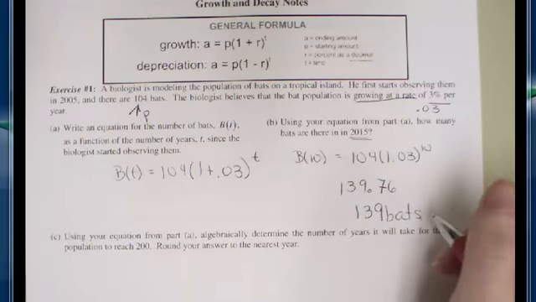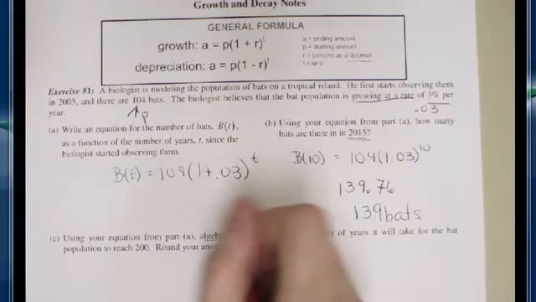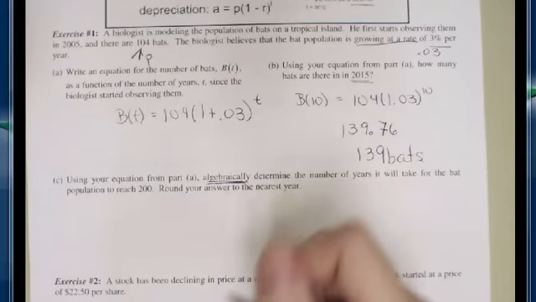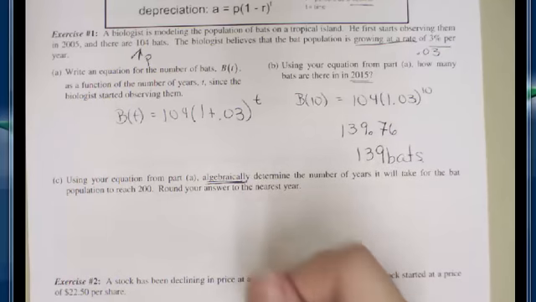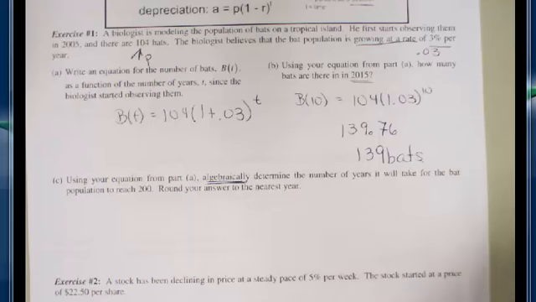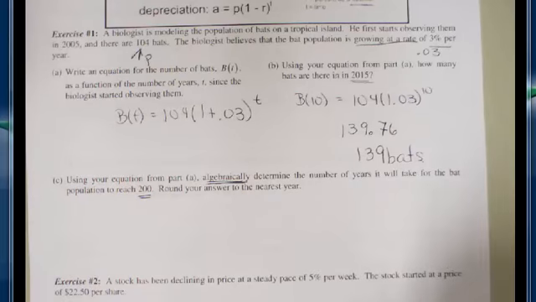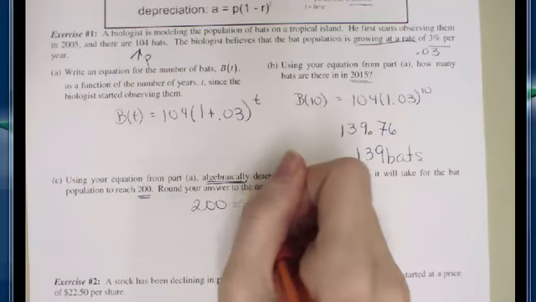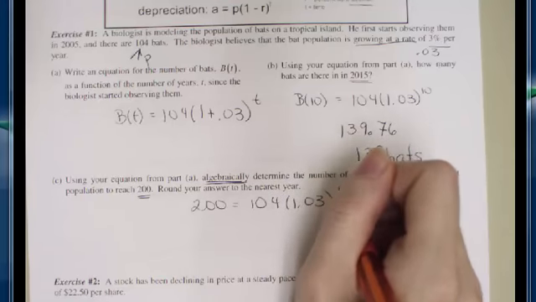Okay, next part is saying, using your equation algebraically. Now, when you see that in there, you want to definitely try to do it algebraically. You can always look at it graphically to know the answer, but we are going to continue to practice the algebraic method so you can get full credit. Determine the number of years it will take for the bat to reach a population of 200. So that is your end amount. So you'll say 200 equals 104 times 1.03 to the T.